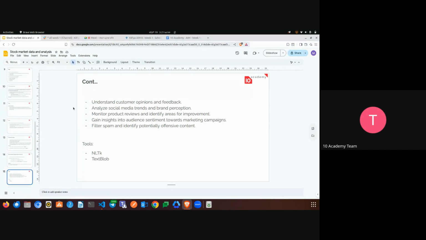Understanding customer opinions and feedback, analyzing social media trends and brand perceptions, monitoring product reviews, and identifying areas for improvement will help us gain insight into audience sentiment towards our marketing campaigns. This also will help us to filter spam and identify potentially offensive content. We will use tools like NLTK and TextBlob to work on our sentiment analysis.